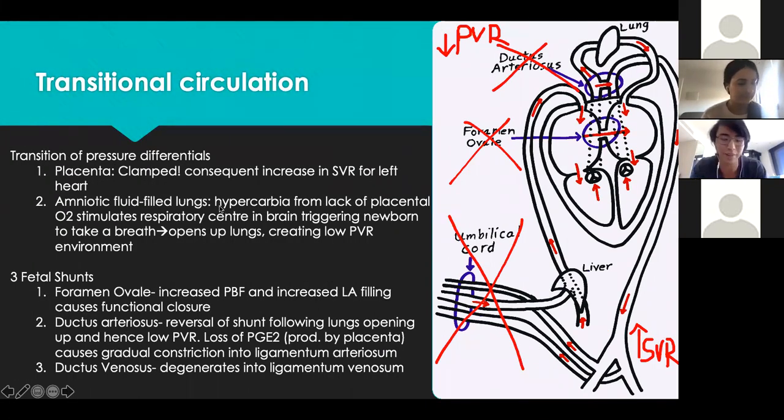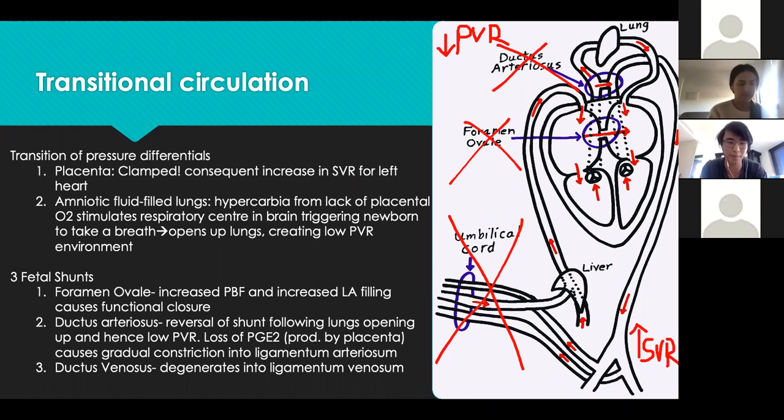Then let's see what happens when the baby gets born and we clamp the placenta. So if we clamp the placenta, then we're going to lose that really low systemic vascular resistance, almost like a fistula kind of organ. And so we're going to get an increase in systemic vascular resistance for the left heart.